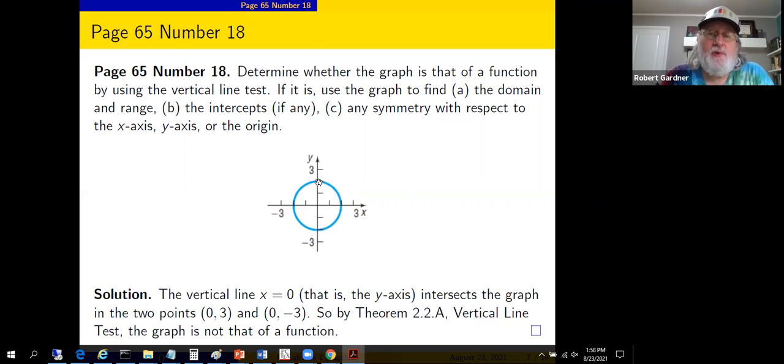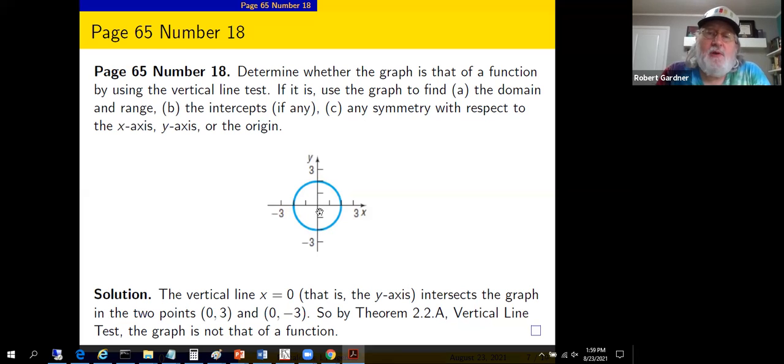Range: y ranges from -2 to 2. Every y value between -2 and 2, there's a point on the curve. In fact, there's two of them. So I would call the range of the relationship that determines this, it's a circle, and we've dealt with the equations of circles already. But the y values will range from -2 to 2.